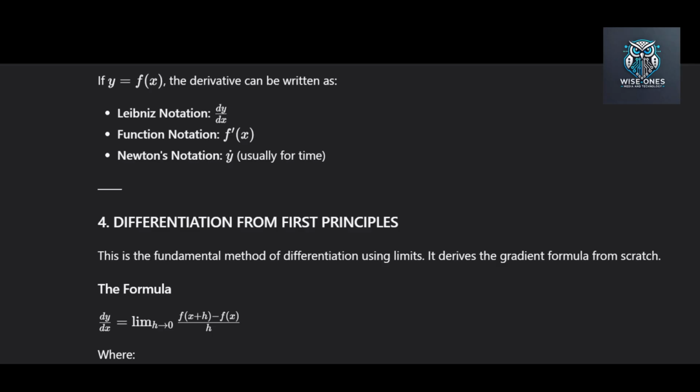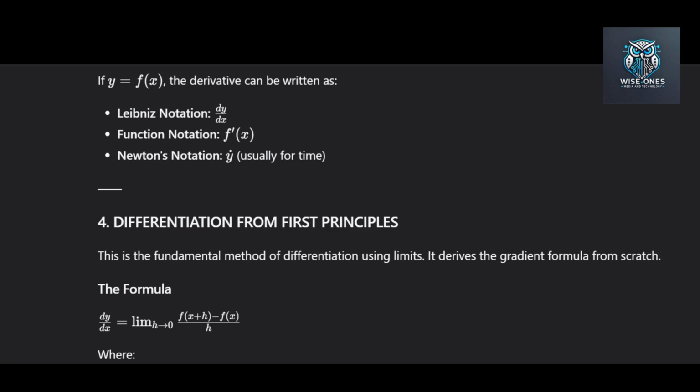Now, let us move to section 4. Differentiation from first principles. This is the fundamental method of differentiation using limits. It derives the gradient formula from scratch. It is like building a house from the foundation. Some students find this hard, but I promise you, if you follow the steps, you will get it.